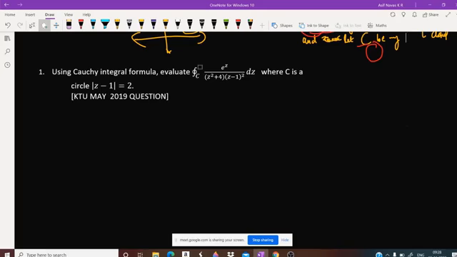Okay, the problem is: using Cauchy integral formula for derivatives, evaluate the integral over C of e raised to z divided by z square plus 4 into z minus 1 all square, dz, where C is the circle mod z minus 1 equal to 2. Now, solution.